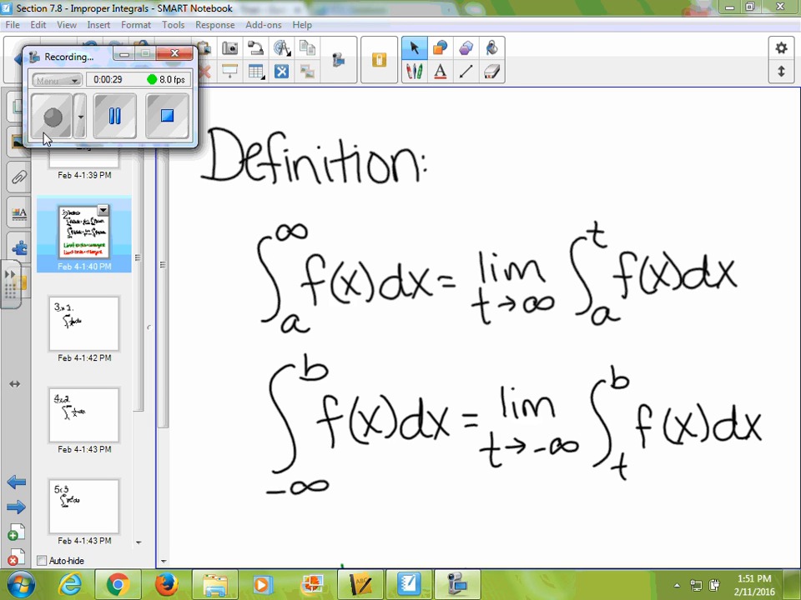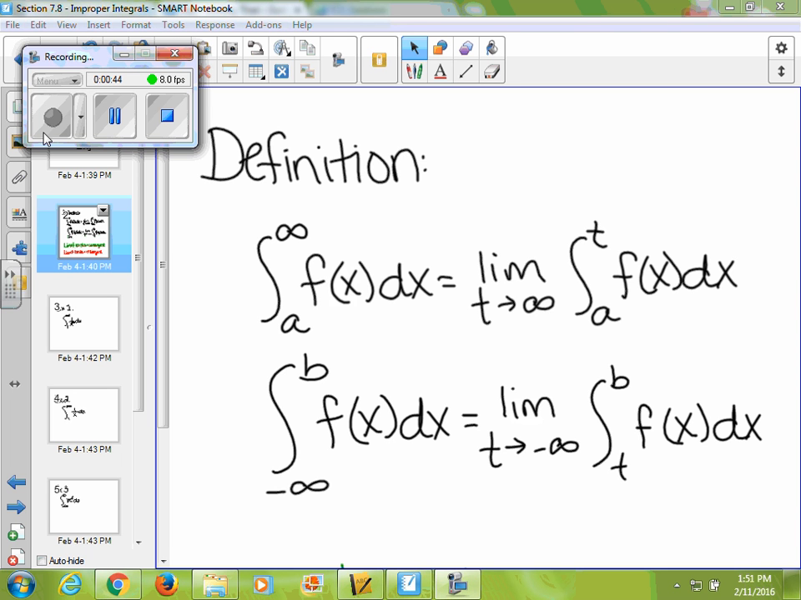Okay, so if I look at our first definition, the integral from a to infinity of f of x dx, we would rewrite that as the limit as t approaches infinity of the integral from a to t f of x dx, and evaluate the integral that way.